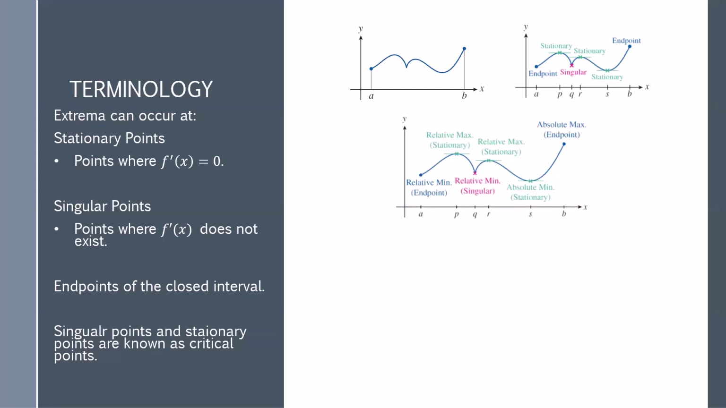Here we can see that we've got a relative minimum at the left endpoint, a relative max at a stationary point, a relative minimum at a singular value, another relative max at another stationary point, an absolute minimum at a third stationary point, and the absolute maximum at the endpoint of the interval.